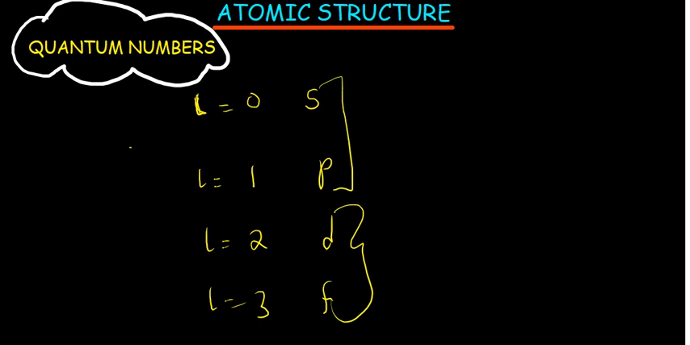The last two you don't need to know how they look. All right. So for the s orbital, it looks like it's oval. Okay, more like a circle. That's how it looks. That's the s orbital.